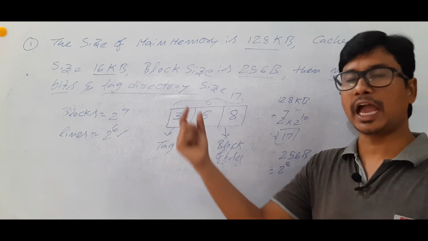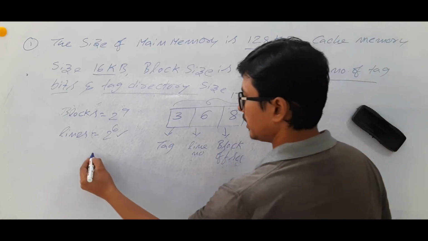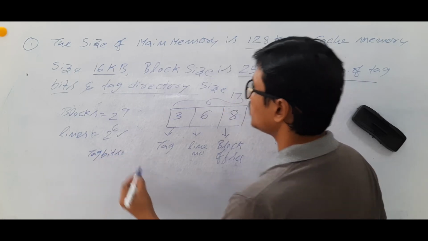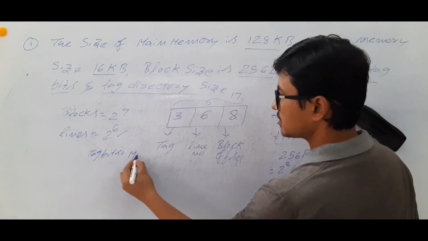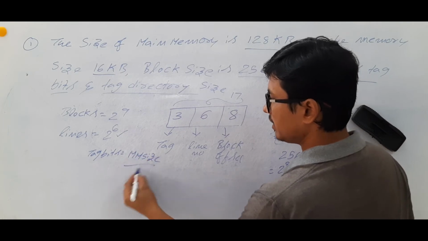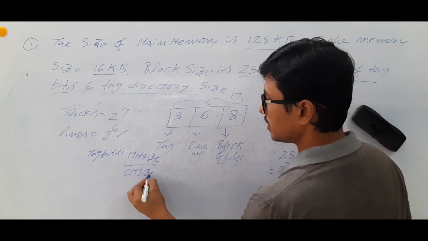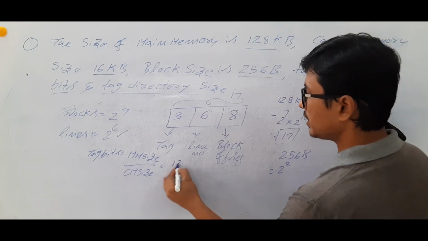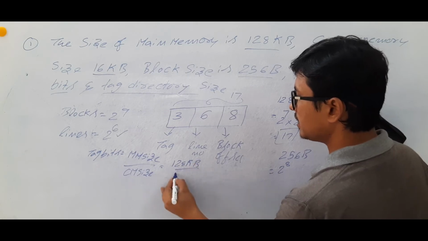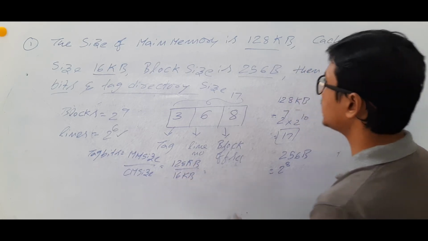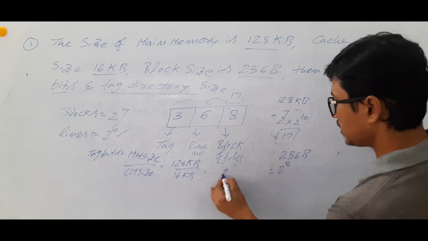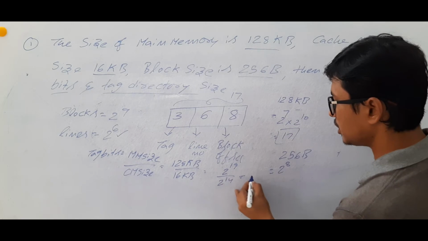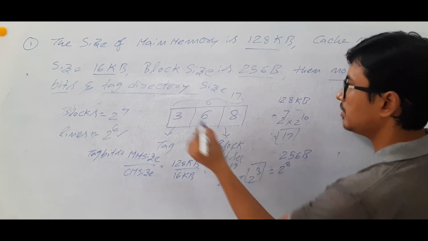You can calculate the number of tag bits like this: tag bits is equal to main memory size by cache memory size. You can even calculate it like this also. What is the main memory size? 128 KB by 16 KB. 128 KB means how much? 2 power 17 by 2 power 14, which is equal to 2 power 3. So 3 bits are required.